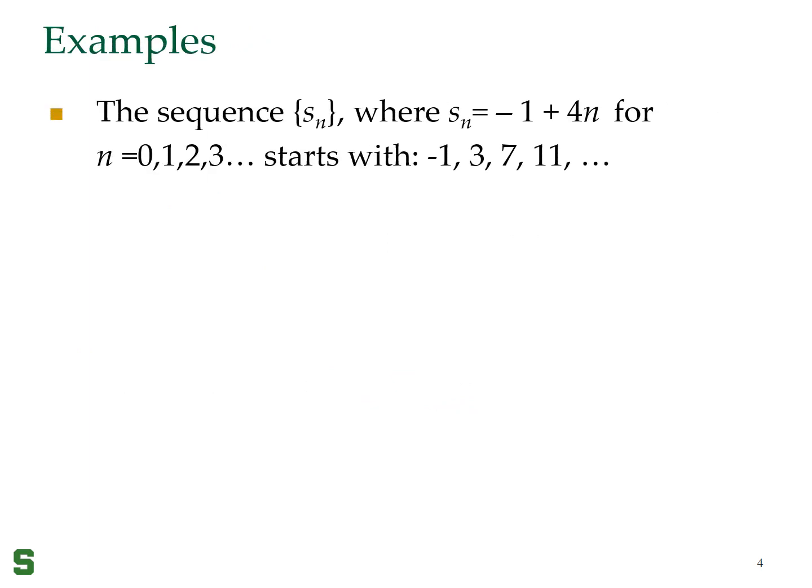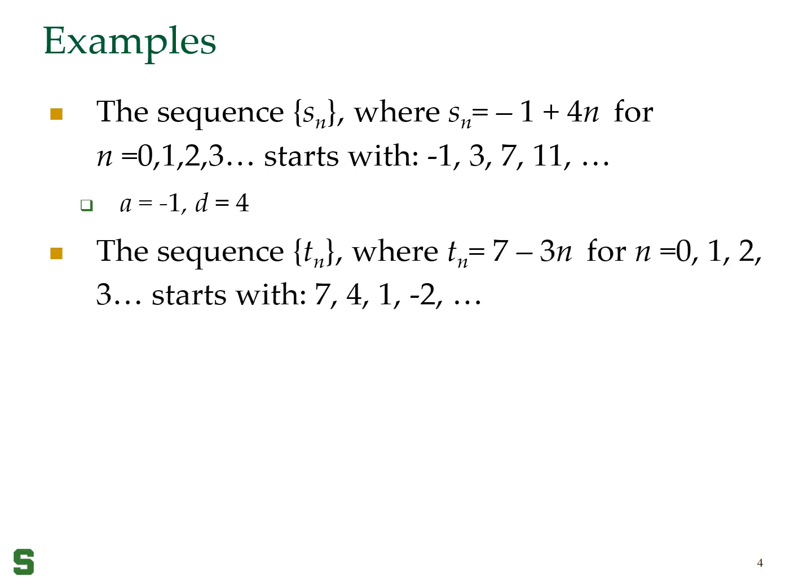This is an example of an arithmetic sequence where the nth term in the sequence is minus 1 plus 4n. So we start with minus 1, then 3, then 7, 11, and so on. Here the first term is minus 1, and you add 4 every time to get the next number. If I look at the sequence 7 minus 3n, then I will have a sequence that starts with 7, and the difference is going to be minus 3. That means every time I want to get the next number, I have to subtract 3 from the current number.